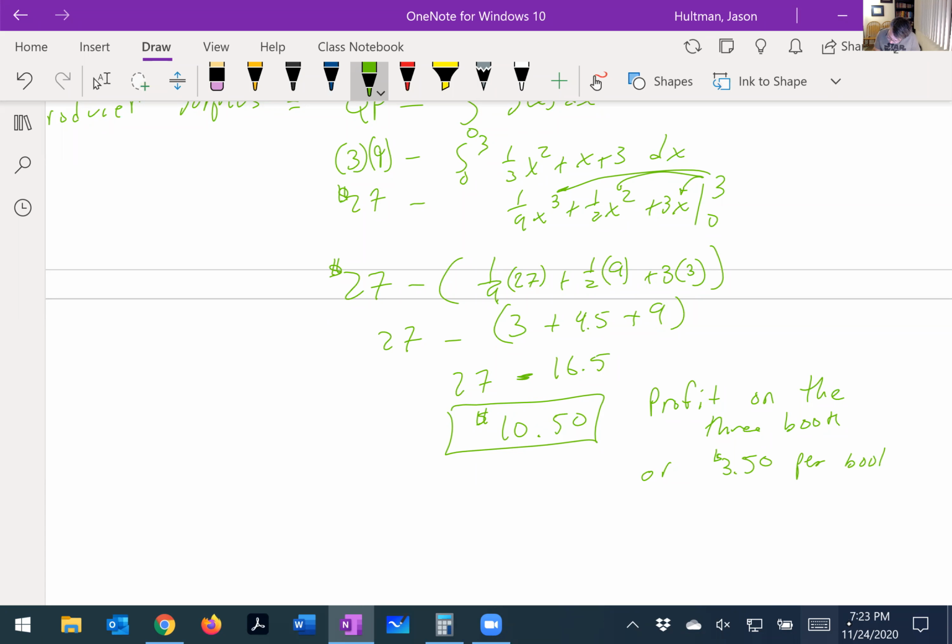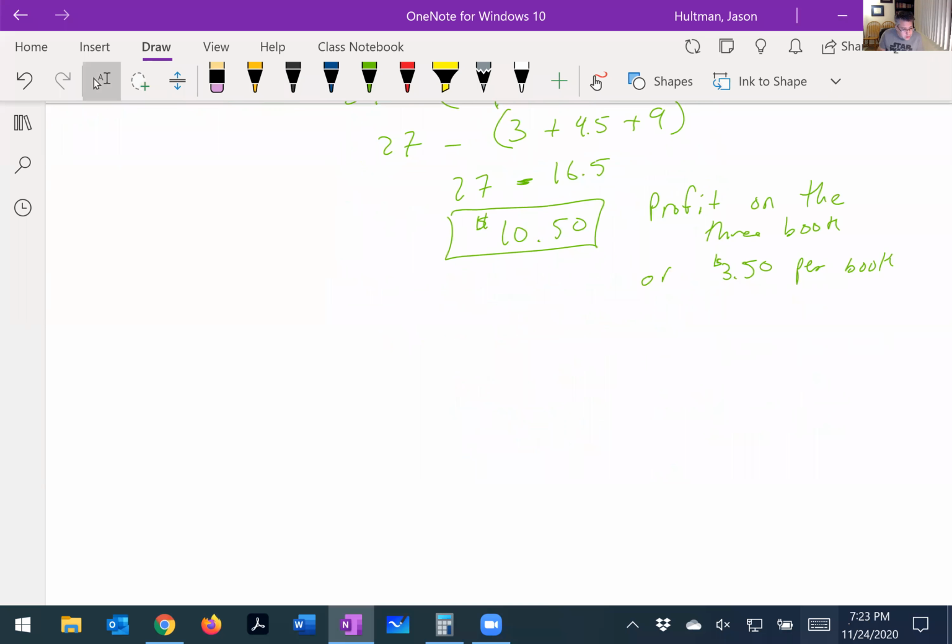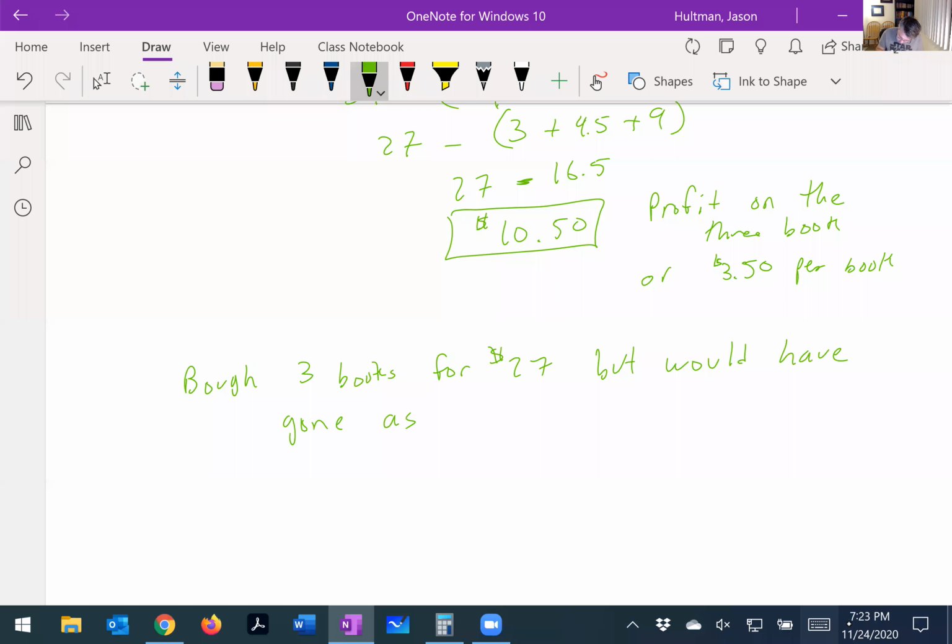So here's the conclusion. We bought 3 books for $27, but would have gone as high as $63. So we got $36 off of what we were willing to pay.